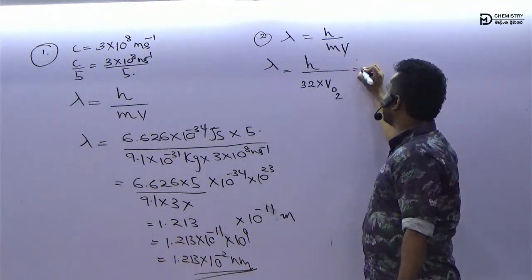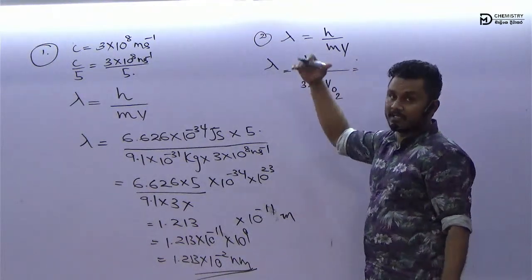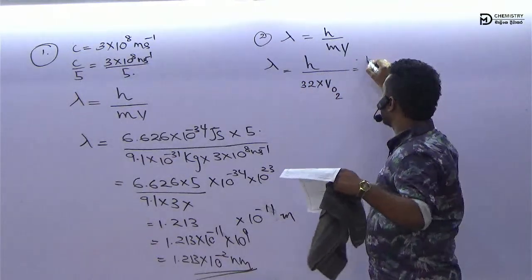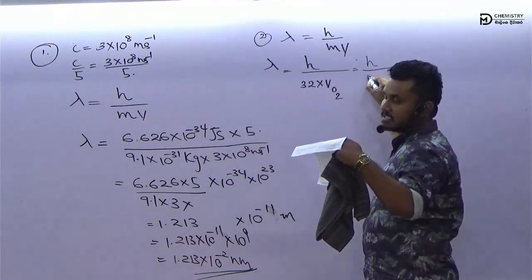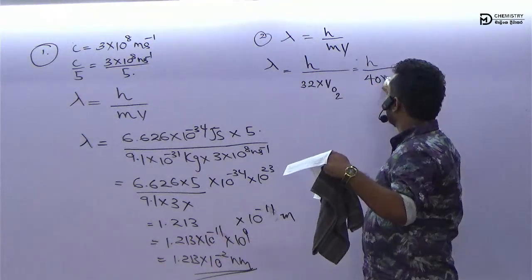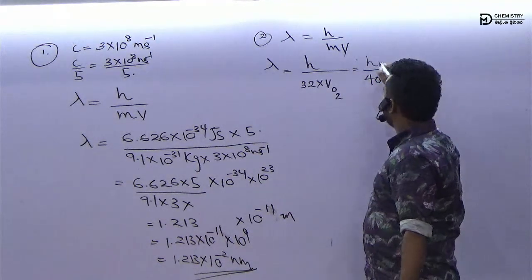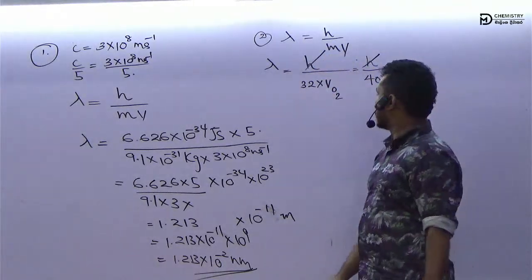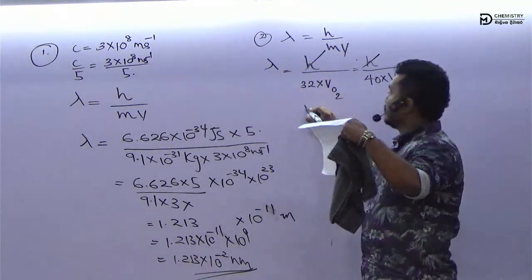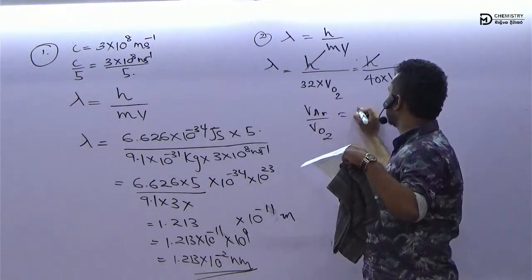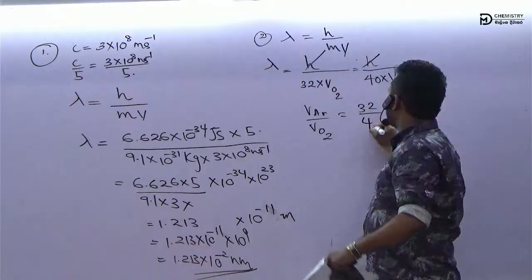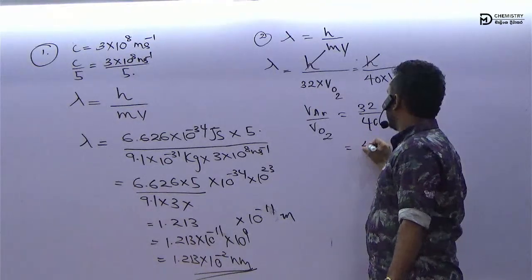When we come to the wavelength of the other one, argon, we have to apply again Planck constant h, and the molar mass of argon is 40 into V argon. The thing that happens here is these Planck constants are cancelled off. So V argon to V oxygen is equal to 32 over 40. So the answer is 4 over 5.